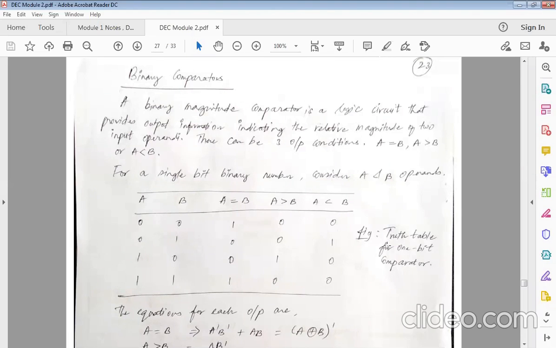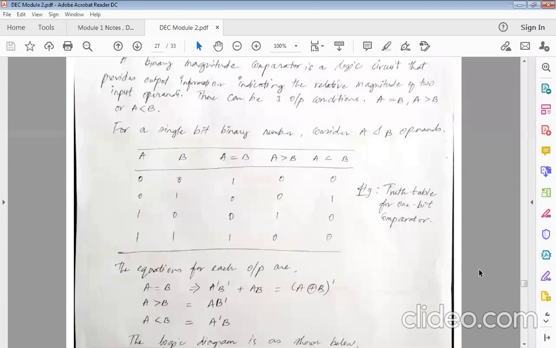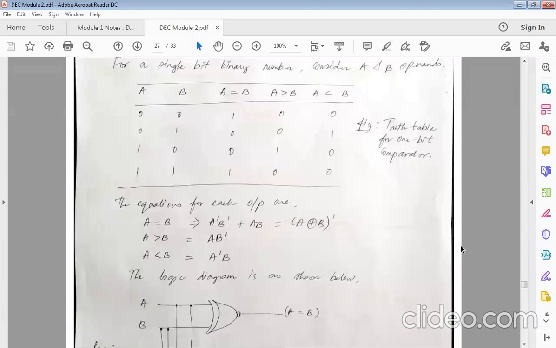Okay. So that's about your binary comparator and about the truth table. Now, using the truth table, what's going to happen? We can generate equations. Of course, as I told you, greater and less than is actually checking for low and high values. Equal to is just checking if both are having the same values.